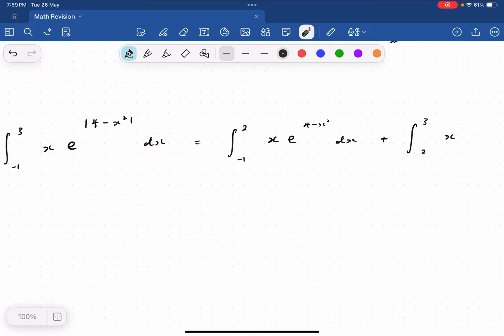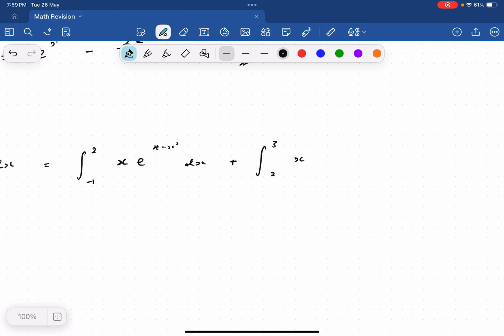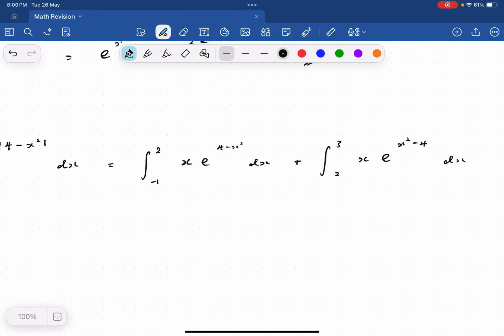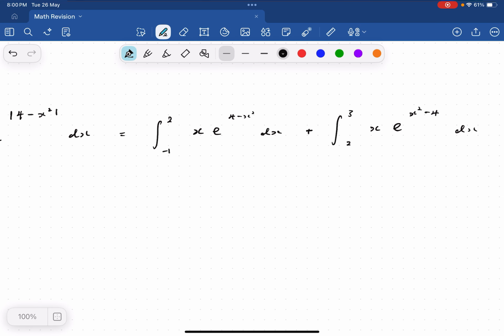And this part, if you use a GC to sketch, you'll see is actually below the x-axis. So when I'm resolving the modulus for a part that is negative, below the x-axis, this one cannot be 4 minus x squared anymore. This one needs to be x squared minus 4, the negative of that. I hope that makes sense to you. And then from here, I can actually integrate.